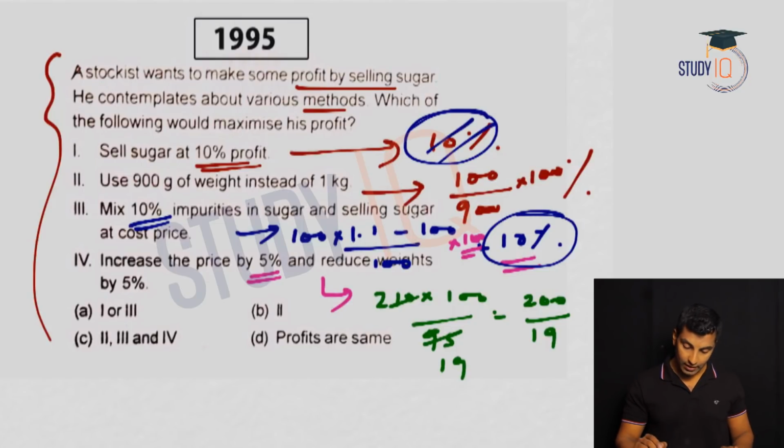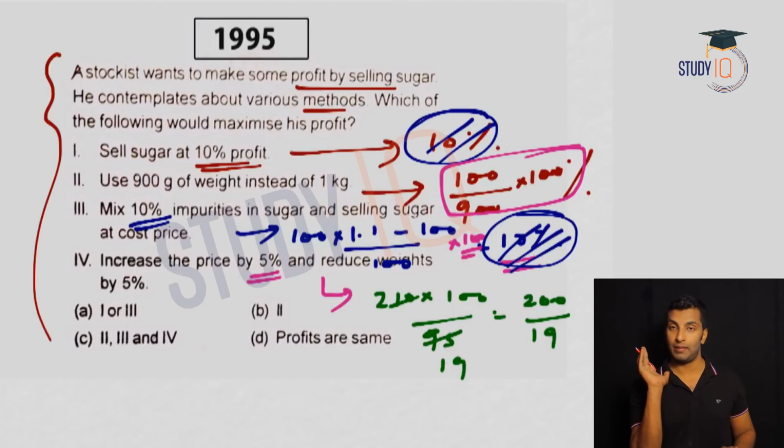Okay, so this 10% is not in your picture now, because in answer option B, this is 100 by 9, which is anyway greater than 10. If it is 90 by 9, it is 10. Here it is 100 by 9. There is no need to do any calculation. 100 by 9 is anyway greater than 10.